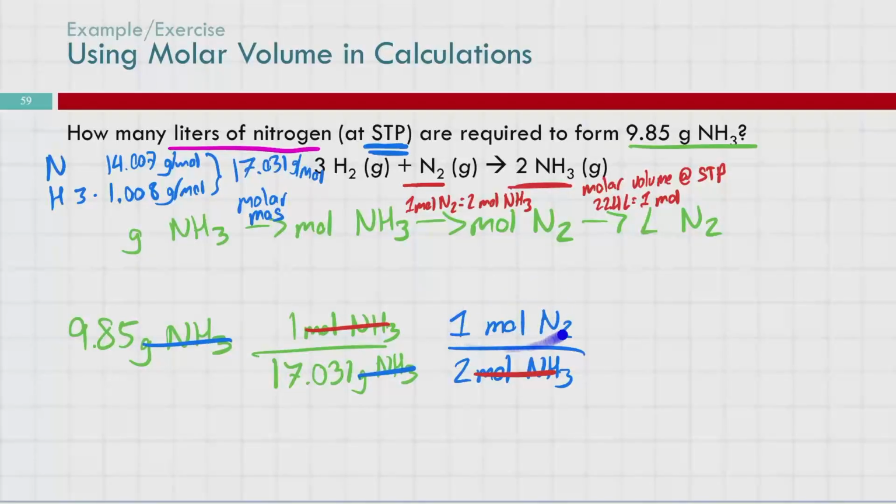We have moles. We want to go to liters. 22.4 liters equals 1 mole. To get rid of the moles, we're going to put the moles on the bottom. 1 mole on the bottom, which means the 22.4 goes on top. So moles cancel. N2 and liters are still there. So we get liters N2.